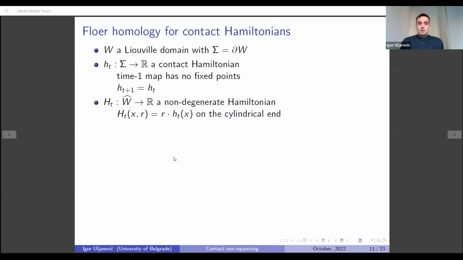So now, given such a contact Hamiltonian h_t, we choose a Hamiltonian on the completion that is non-degenerate and that has slope h_t. There are many such Hamiltonians. So we pick one, and there is always at least one of them because we can cut off R times h and obtain one.